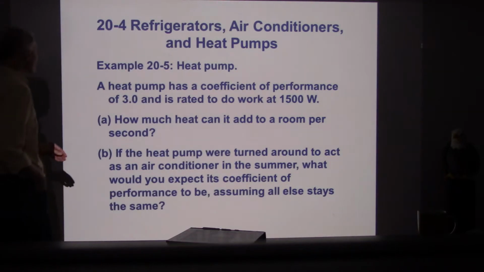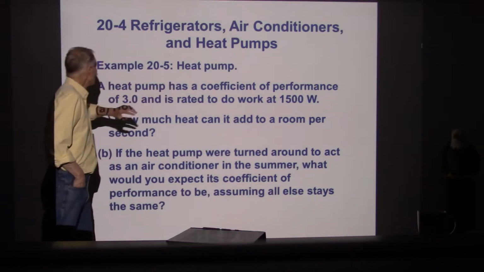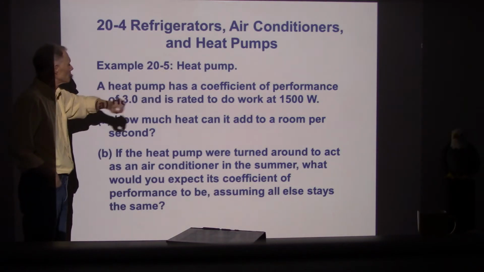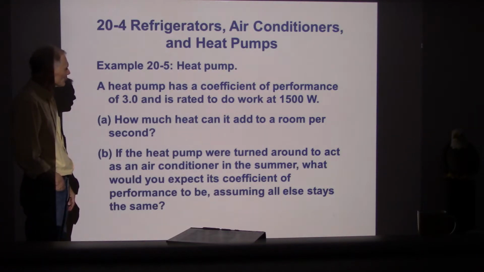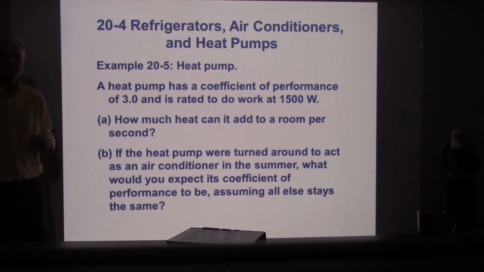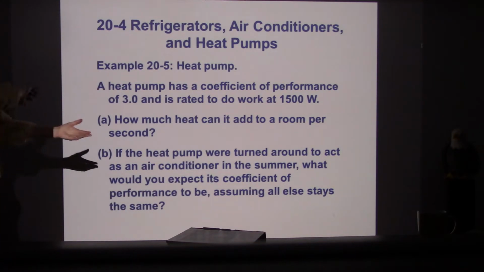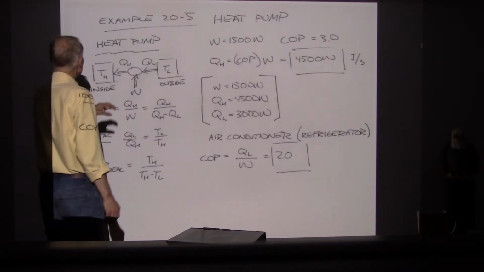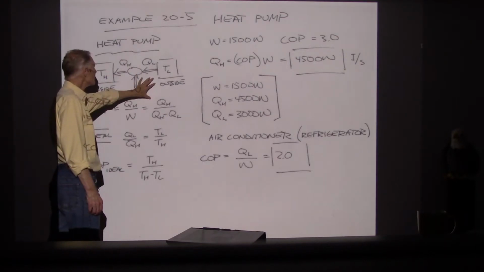All right, so here's an example. We've got a heat pump. It's rated at a coefficient of performance of 3, and it's rated to do work. I think it's 1500 watts of work. That's how much work it takes to operate the heat pump. How much heat can it add to a room every second? If we turn the heat pump around and use it as an air conditioner, what would you expect the coefficient of performance to be? All right, yes, there it is. I was expecting that. Here is the heat pump diagram.